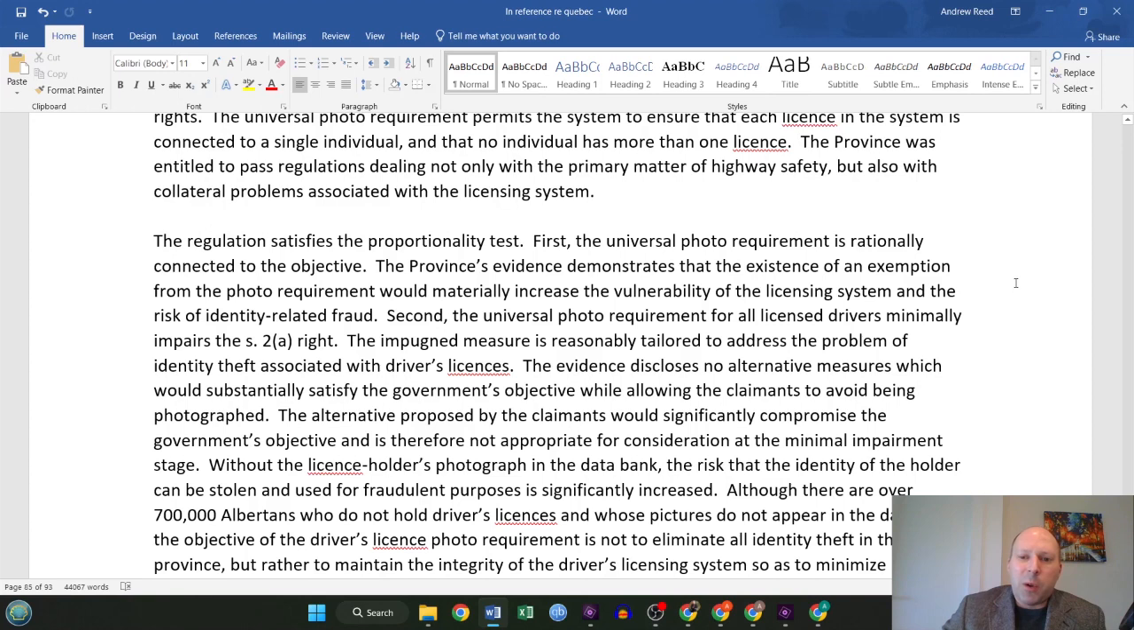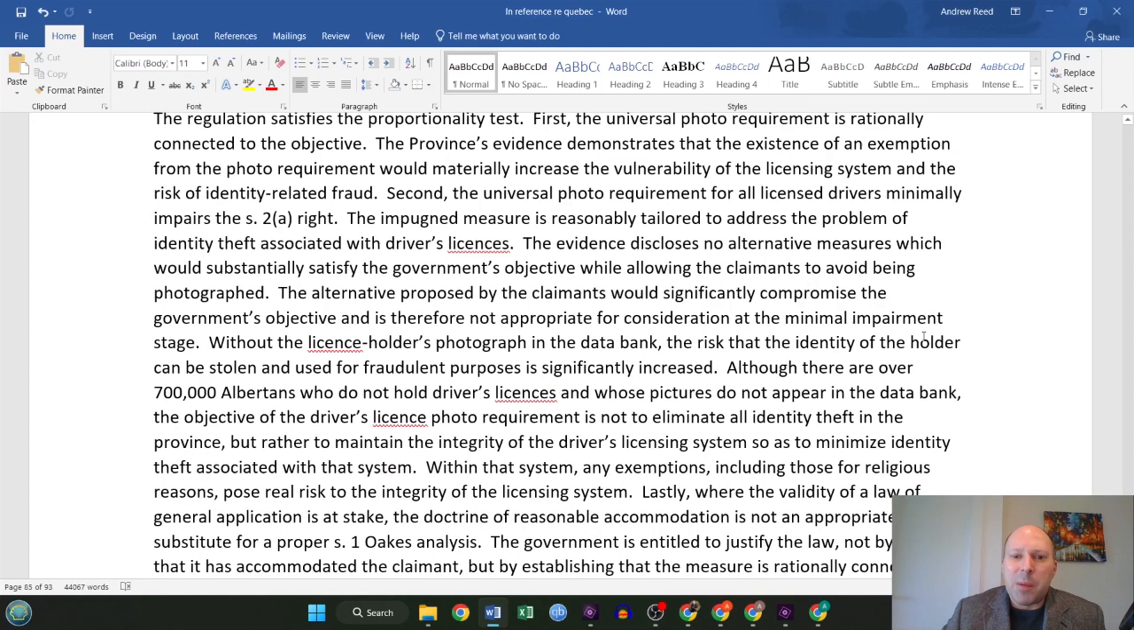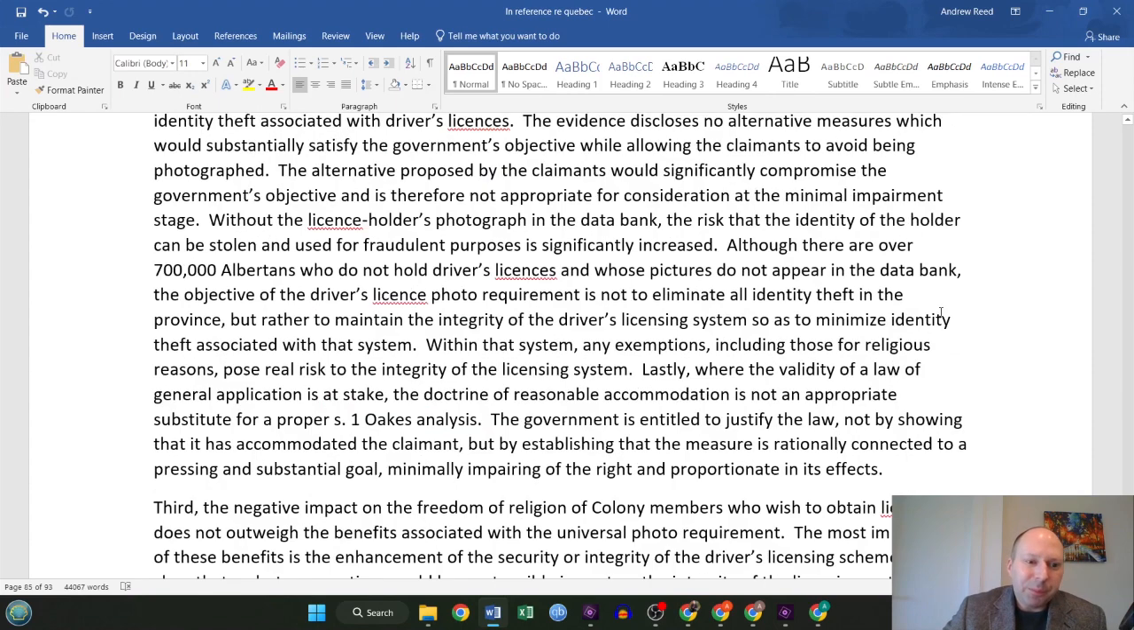Second, the universal photo requirement for all licensed drivers minimally impairs the Section 2(a) right. The impugned measure is reasonably tailored to address the problem of identity theft associated with driver's licenses. The evidence disclosed no alternative measures which would substantially satisfy the government's objective while allowing the claimants to avoid being photographed. The alternative proposed by the claimants would significantly compromise the government's objective and therefore is not appropriate for consideration at the minimal impairment stage. Without the photograph in the data bank, the risk that the identity of the holder can be stolen and used for fraudulent purposes is significantly increased.